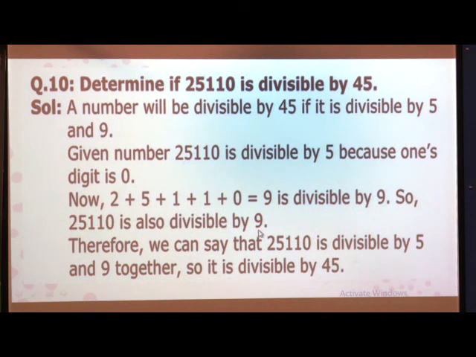As we have found out, the number is divisible by 5 and also by 9. So, we can say that it is divisible by 5 and 9 together. So, it is divisible by 45.